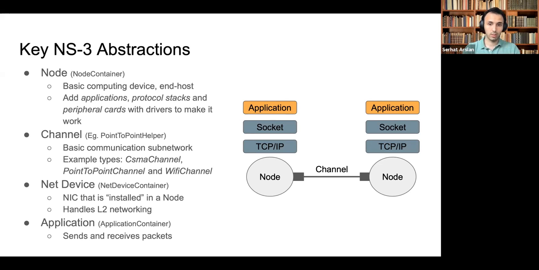So in NS3, we need to create our own application as well. Differently from Mininet, we are not going to have the same applications as we had in Mininet, because Mininet was using the applications that are already on the Linux kernel: iPerf, ping, fetch, or the curl command.